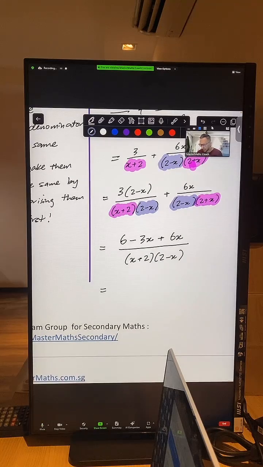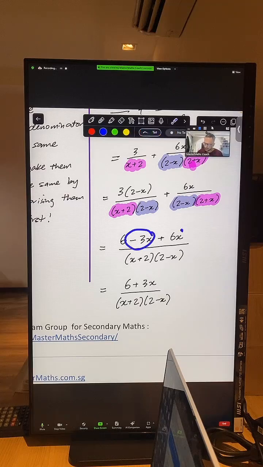And I can simplify the numerator further. So when I simplify the numerator further, I will get 6 plus 3x over (x plus 2)(2 minus x), because negative 3x and 6x will give me positive 3x. The 6 remains as a 6.